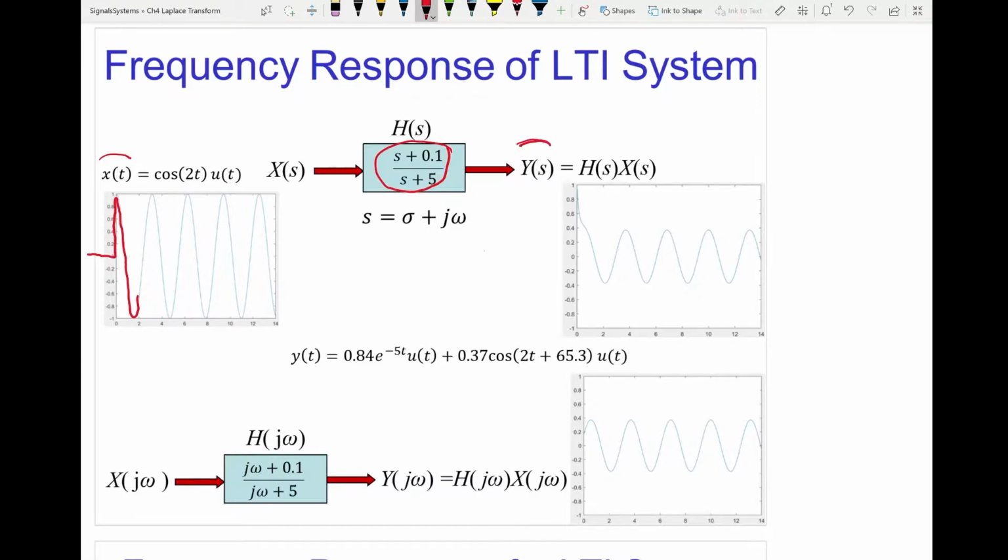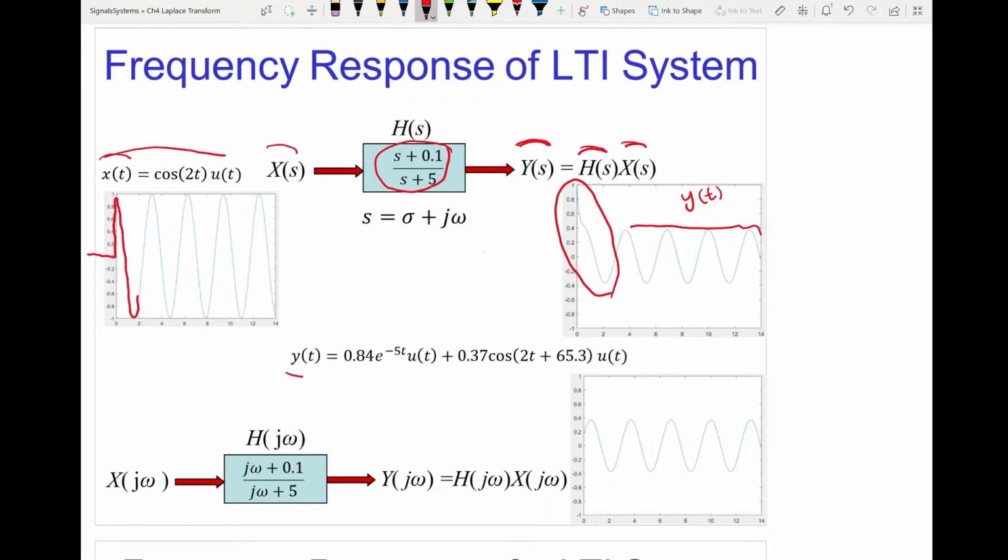So if I use the Laplace domain, first I find the Laplace representation of this signal, which is X of s. Then Y of s, the output, will be just the multiplication of H of s times X of s. Then we do the inverse Laplace transform and we get y of t, which is this one. Now y of t consists of two components: first, the steady state response, or what we call the forced response, and the transient response. The transient response usually has the characteristic modes of the system.